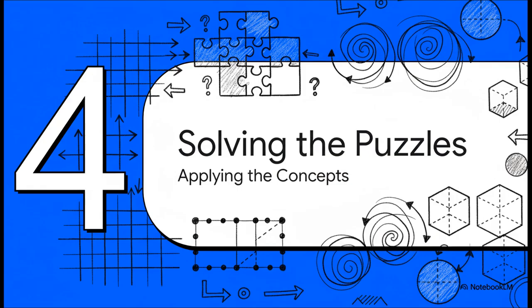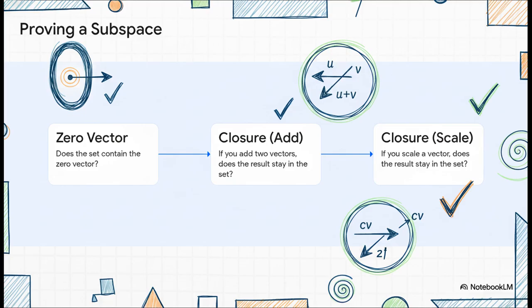So, now we have our dictionary. We know what vector spaces are, and we know what linear maps do. Let's see how those are the exact tools we need to start cracking the puzzles from that tutorial sheet. So that first puzzle, prove that E1 and E2 are vector subspaces. Okay, so how do you actually prove that something is a valid universe? It sounds hard, but it's really just a simple three-step checklist.